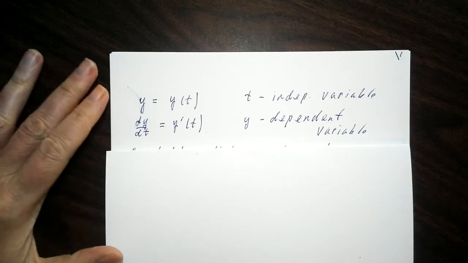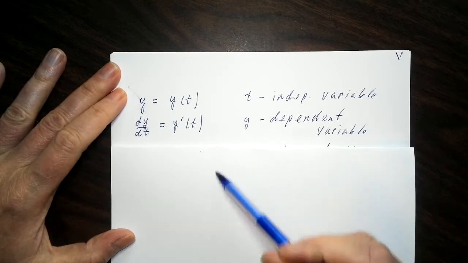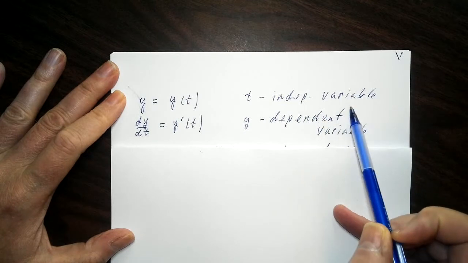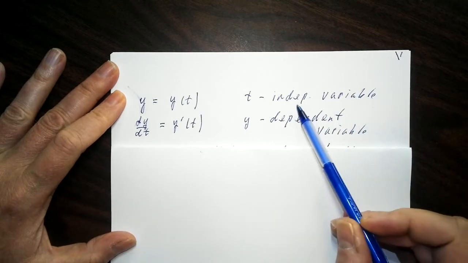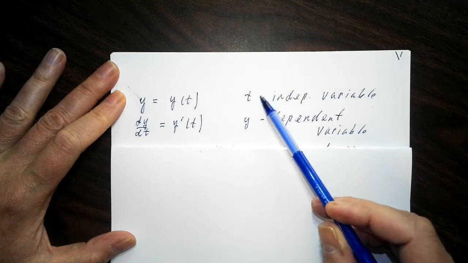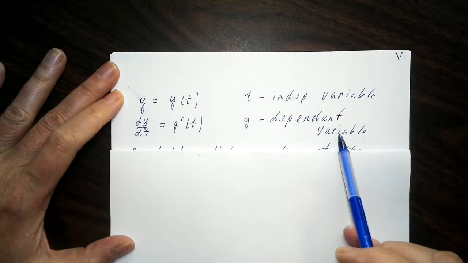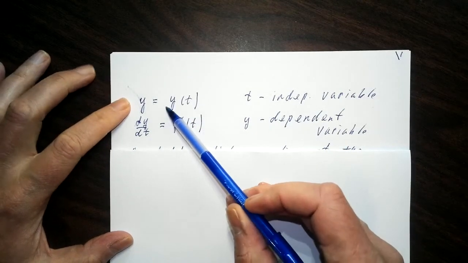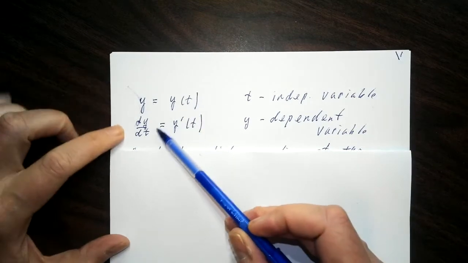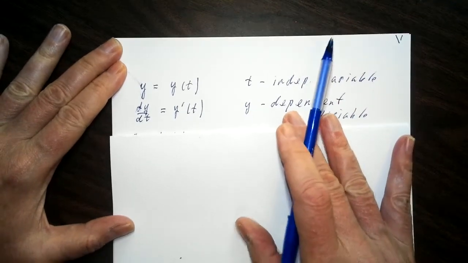In this video, we're going to discuss a very useful technique for solving differential equations. In terms of notation, we're going to let t denote our independent variable, our input variable. Typically, we think of t as representing time, and then our output or dependent variable is y. So when we see a y, we need to remember that it's the same as y of t. Y is a function of t. When we see dy dt, we need to remember that that's the same as y prime of t.